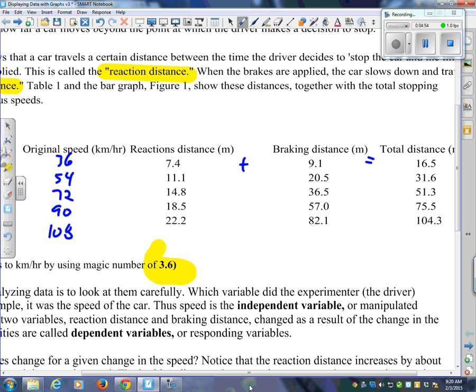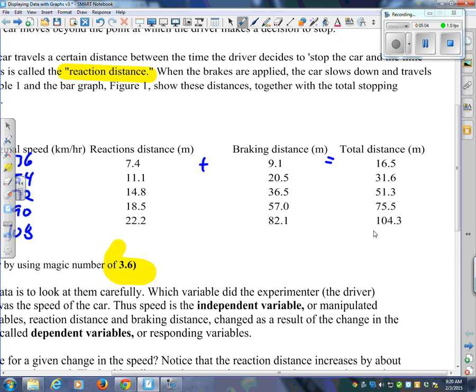If you're doing 108, the speedometer in my car doesn't even go that high. 108. You need 104 meters to stop. That's a long way.